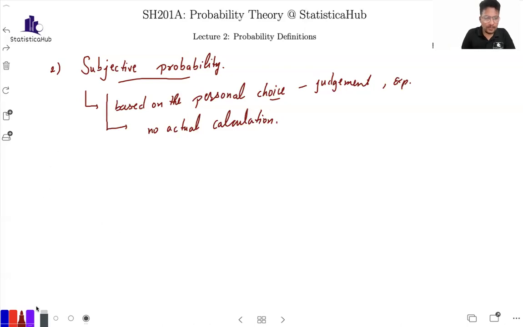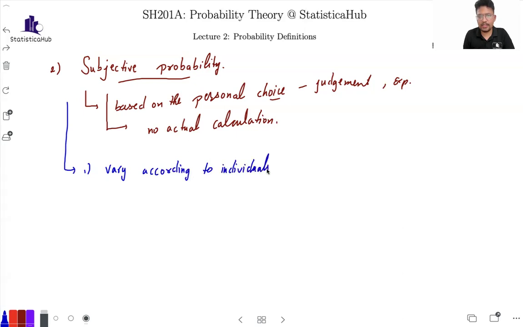The main thing about subjective probability is that on the same topic, on the same particular event, there can be different probabilities defined by different individuals. It can vary according to individuals. The second point you can see is that technically there is no empirical rule to understand this type of probability. I can't just say something. The third point, it is highly biased.